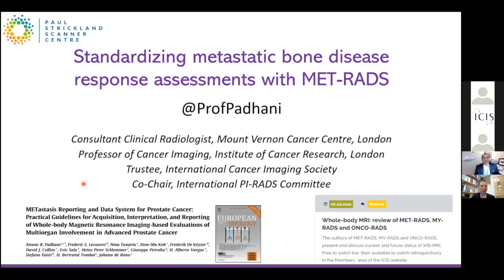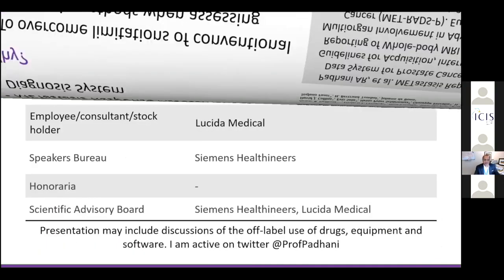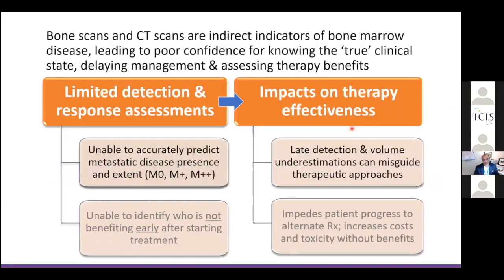Thank you, Mo. Unless I hear otherwise, I'm going to assume that everybody can see my screen. So I'm going to talk about the MET-RADS system. Here are my disclosures. So what is MET-RADS? Well, in the publication, it says metastasis reporting and data system, but I think it's more true to say that it's a metastasis response assessment and diagnosis system. And it's required, as Mo has just indicated, to overcome the limitations of conventional imaging, particularly with regard to bone imaging. And this, of course, has been covered by Christina just now.